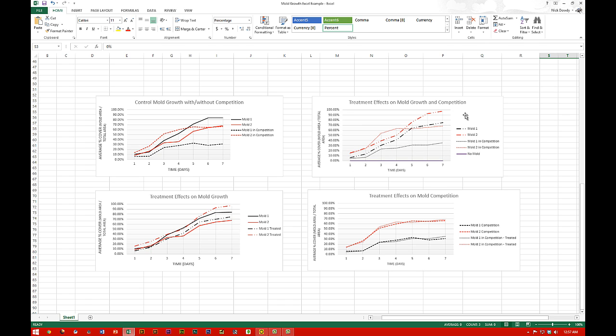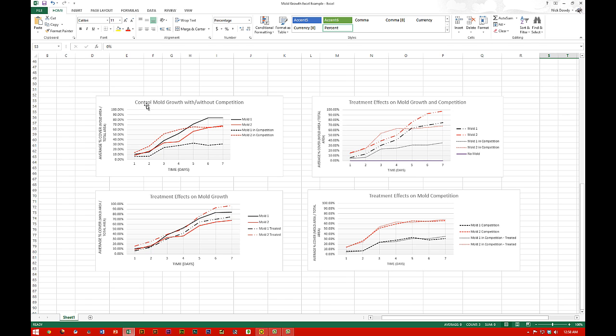Okay. Things to keep in mind here are that my axes are the same, 100%, 100%. The days are the same. Titles, axes, labels, keys. Also, I'm keeping my keys consistent. So mold 1 is always in black. And depending on whether it has treatment or is in competition or not in competition, it's got a different style for the line. So mold 1 in competition and control is this dotted line.